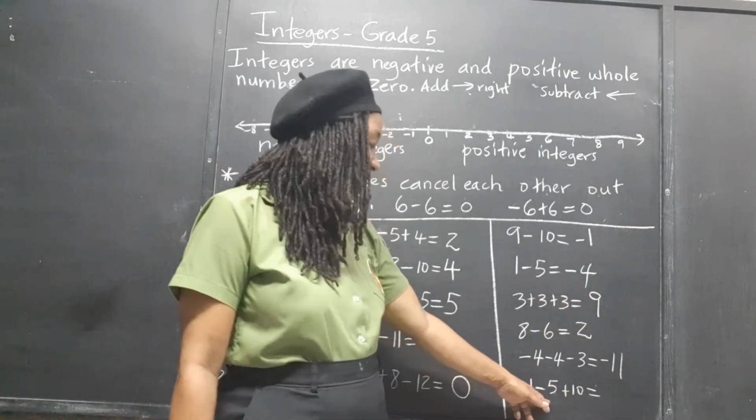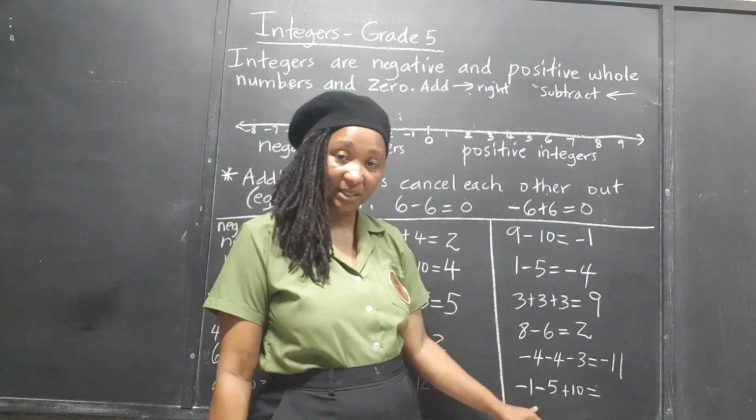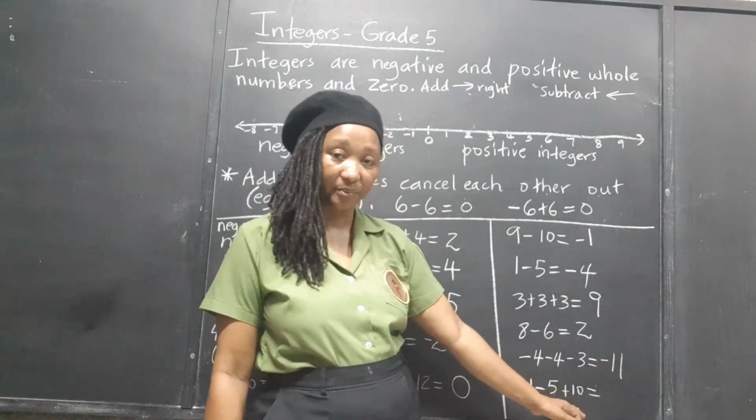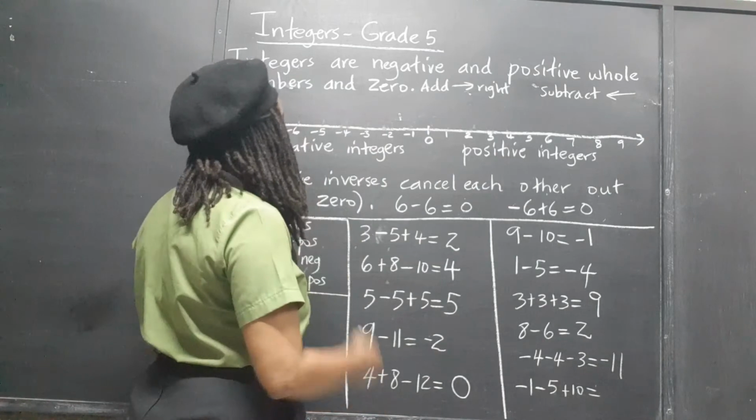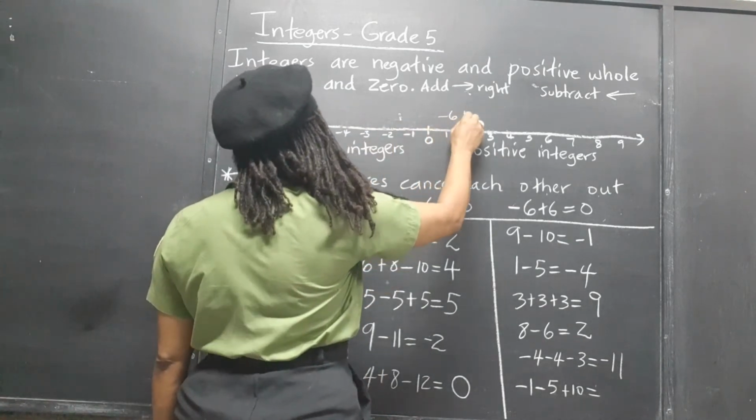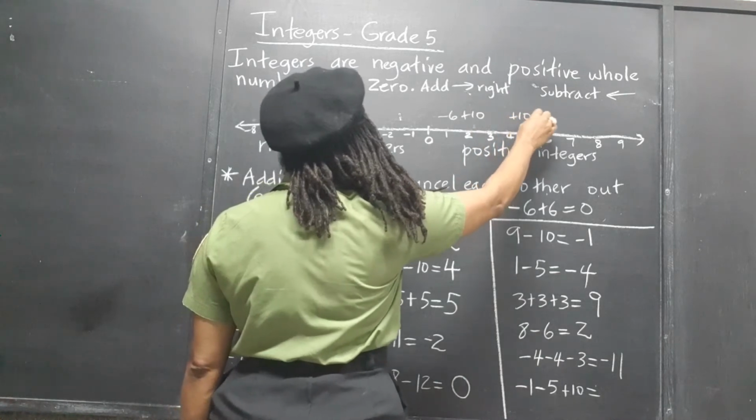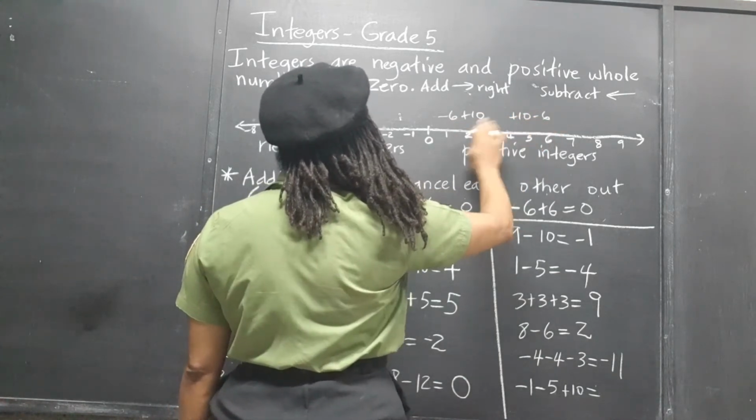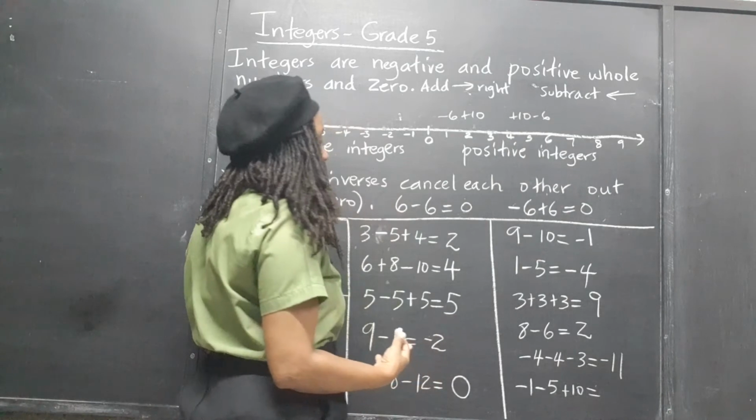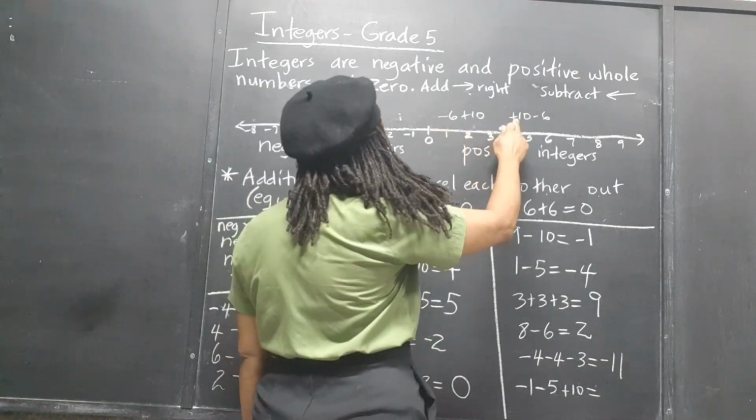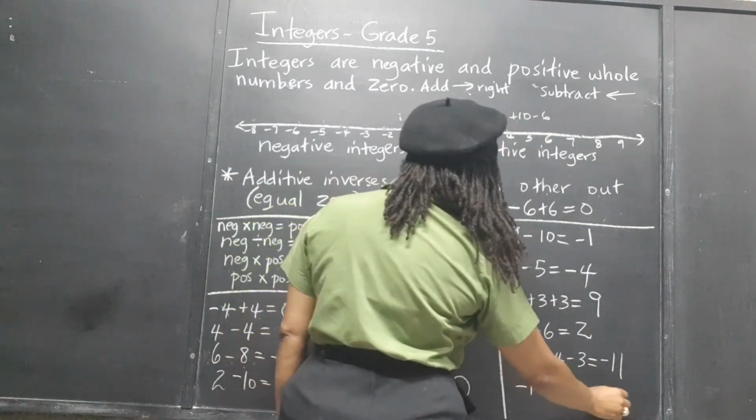Negative 1 minus 5 then will be negative 6. And then we add 10. So negative 6 plus 10. We can actually do the plus 10 first and then the minus 6. Same thing. So negative 6 plus 10 is the same as 10 minus 6, which is 4.